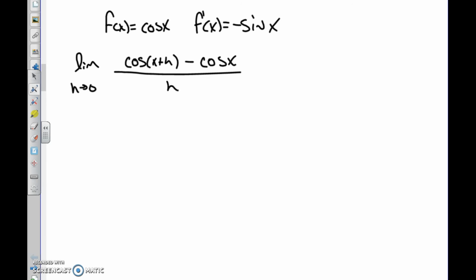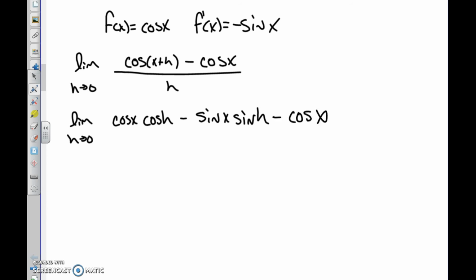So the next thing I can do is use our sum identity to expand that. So the limit as h approaches 0 of cosine of x cosine of h minus sine of x sine of h, all of that minus my original function, which was cosine of x. Okay, so now we have to try to see some identities work here.